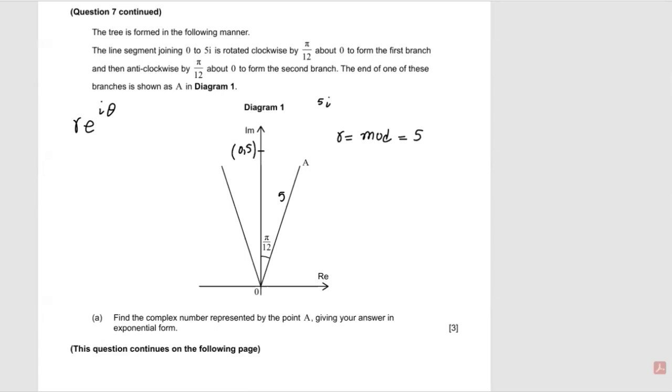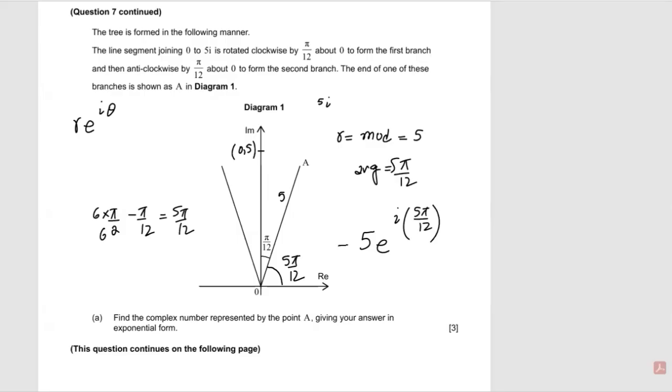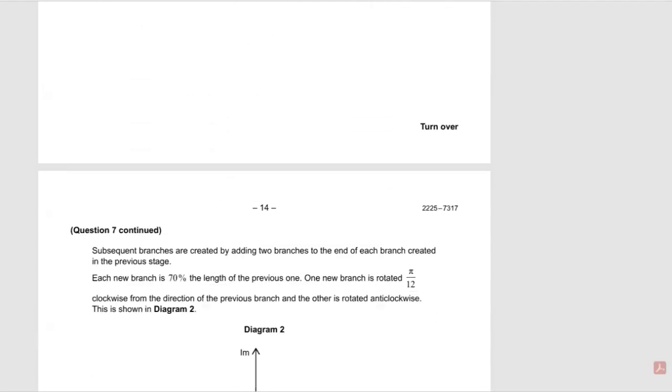So the modulus is 5, and I need to find the argument. So argument is the angle with the positive real axis. So we need to calculate this thing. That's going to be pi over 2 minus pi over 12, which is 6 pi over 12 minus pi over 12. That's 5 pi over 12, right? This angle is 5 pi over 12. So argument is 5 pi over 12. So I can finally write it like 5 e^(i 5pi/12). That's my answer for part A. Let's see what's the next one.